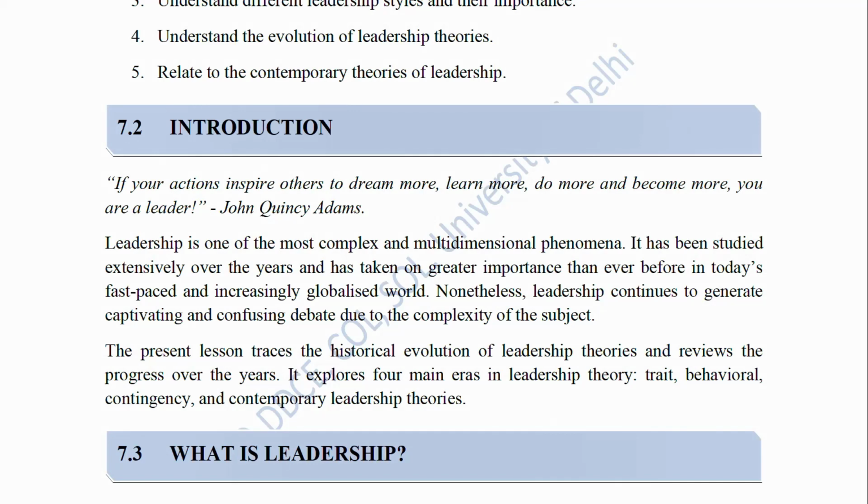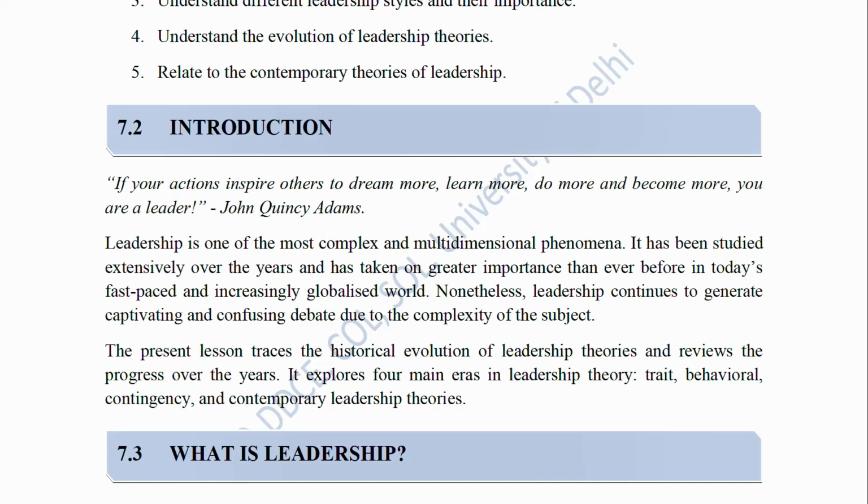7.2, Introduction. If your actions inspire others to dream more, learn more, do more, and become more, you are a leader. John Quincy Adams. Leadership is one of the most complex and multidimensional phenomena. It has been studied extensively over the years and has taken on greater importance than ever before in today's fast-paced and increasingly globalized world. Nonetheless, leadership continues to generate captivating and confusing debate due to the complexity of the subject.